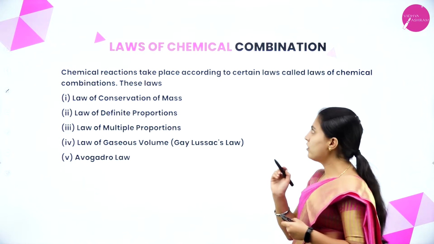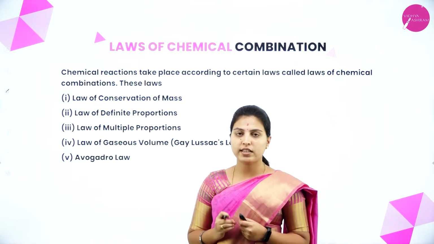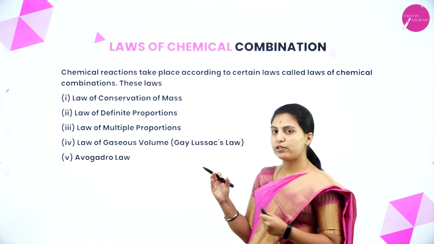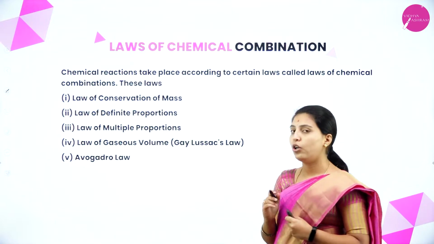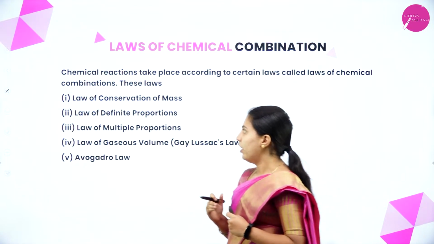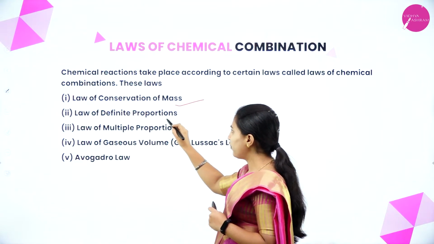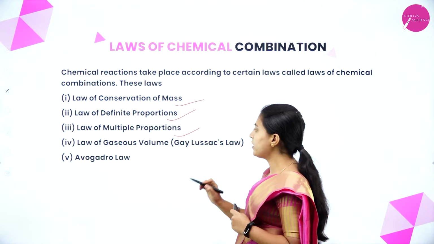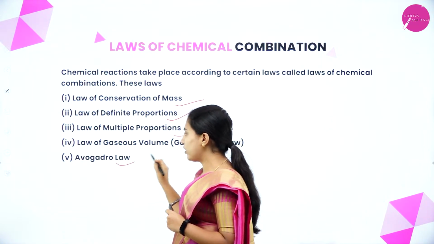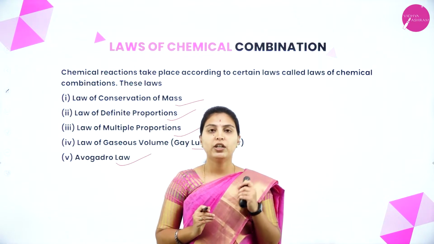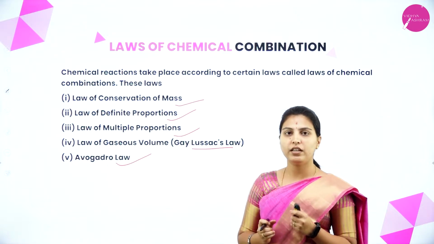Next we will see the laws of chemical combinations. For chemical reactions there are many laws, and according to those laws chemical reactions are understood. So we call them the laws of chemical combinations. What are those laws? The law of conservation of mass, the law of definite proportions, the law of multiple proportions, the law of gaseous volumes or Gay-Lussac's law, and Avogadro's law. These are the 5 laws of combination with respect to chemical reactions.